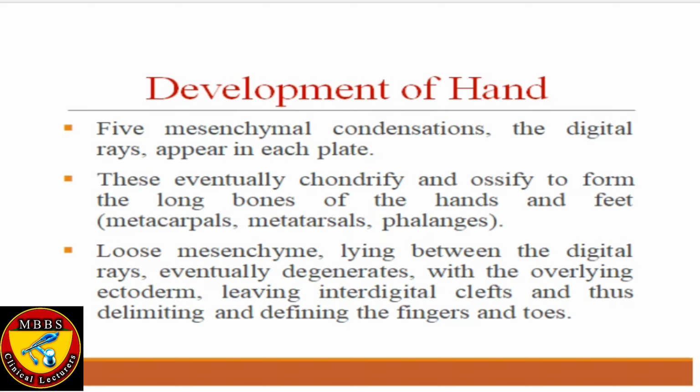The loose mesenchyme lying between the digital rays eventually degenerates with the overlying ectoderm, leaving interdigital clefts and thus delimiting and defining the fingers and the toes. So initially those digital rays had the mesenchyme in between that gets degenerated by programmed cell death, or apoptosis.